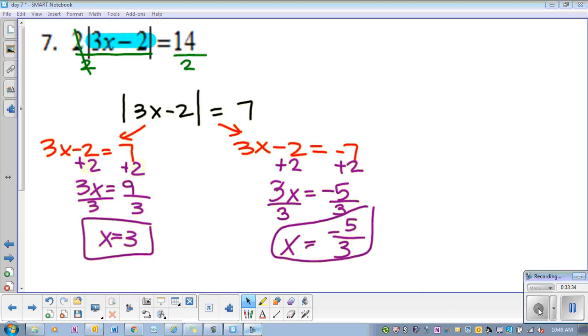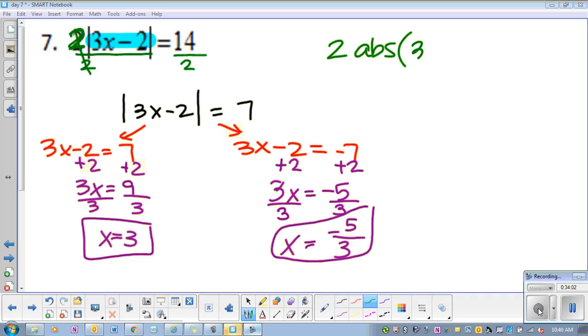All right, so these guys, did you check them? Yeah, did they work? Good. Remember, you got to check them in the original. And since we had a 2 in front right here, when you put it in the calculator, I want you to put in just the 2 first, and then do the absolute value. So you would say 2, and then absolute value, 3 times whatever your x is. If I plugged in 3, and then minus the 2, close, does that equal 14?